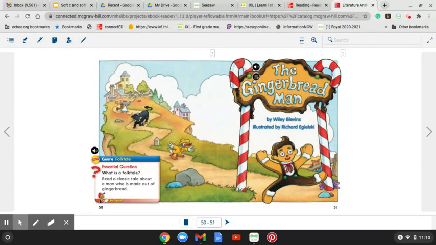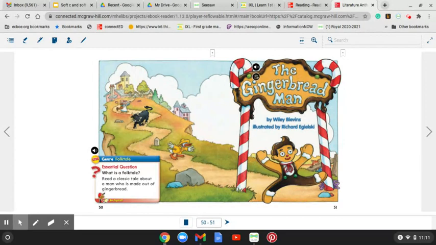We'll read a classic tale about a man who is made out of gingerbread. And I want you to think as we read this, some of the characters may look different from the characters maybe that you have in your own book at home, and these may look different. Remember, we have the gingerbread girl, and those characters are different. Authors will take this very familiar story and add some different characters and add some different details that make the story more interesting for different viewers.